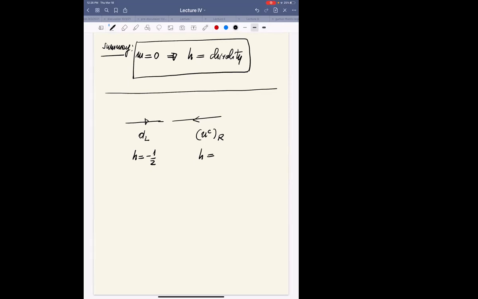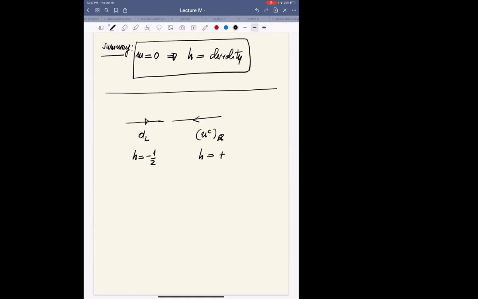What is it? -1/2. Sorry? -1/2. No, minus a half. No. This is a right-handed spinner. This is what I keep saying.